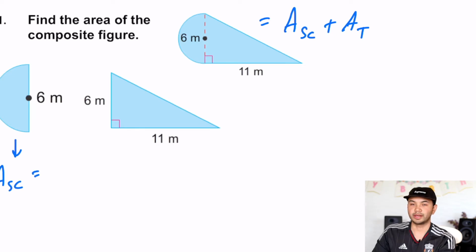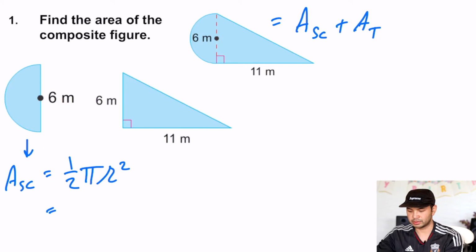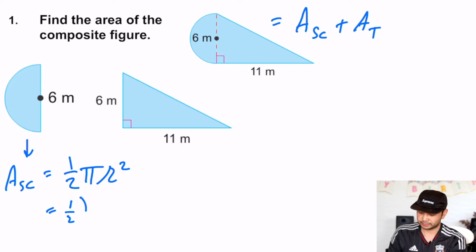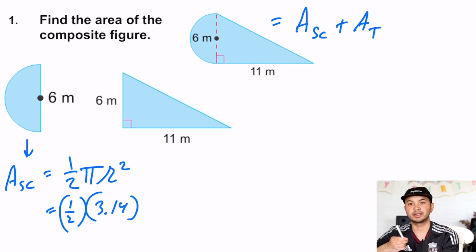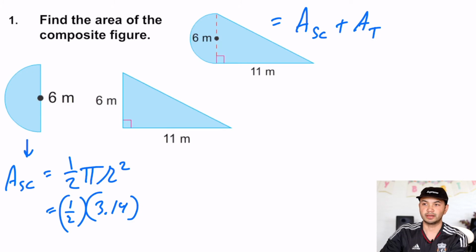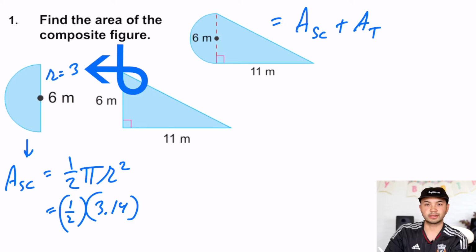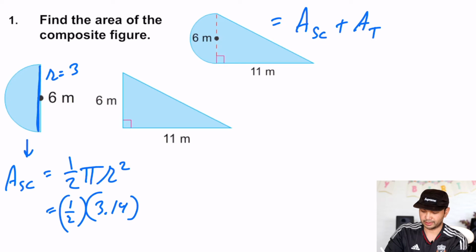If you recall, the area of a circle is pi times the radius squared. A semicircle is half of that, so 1/2. It didn't say what to use as pi, so I'm just going to use 3.14. So 1/2 times 3.14 times the radius squared. This is a mistake that I see a lot of people make all the time. The radius of this circle is not 6. The radius is 3, because if it says 6 right there, that's talking about the entire diameter. So that means the radius is 3. So I'm going to put 3 squared.